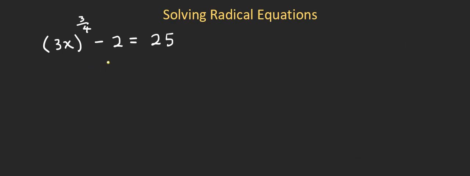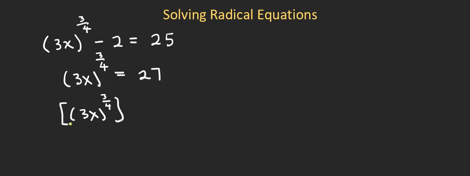Let's take a look at this example. Now instead of a radical, you've got a rational exponent. So let's add 2 to both sides. You've got quantity 3x to the 3 over 4 equals 27. Now, how do you get rid of the 3 over 4th power? Well, you need to raise it to the reciprocal.